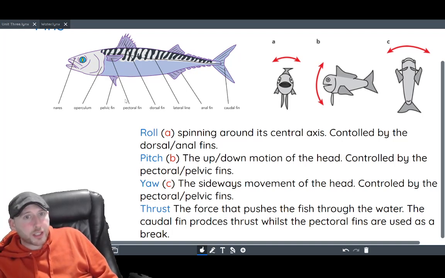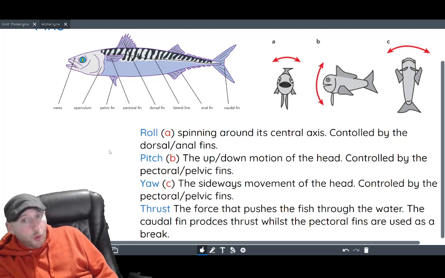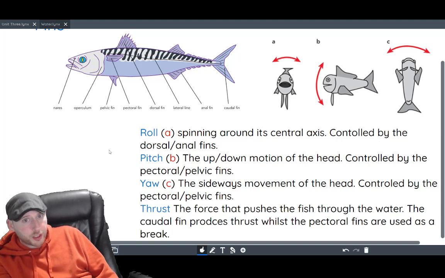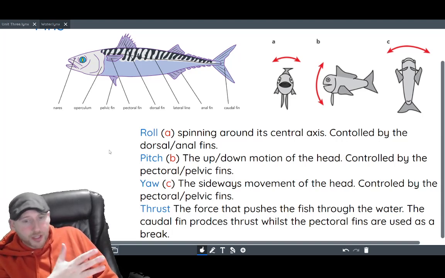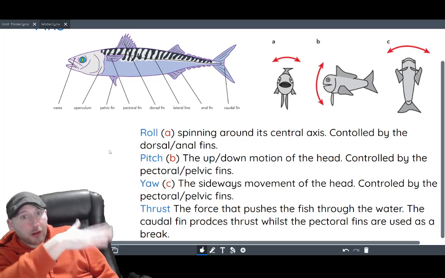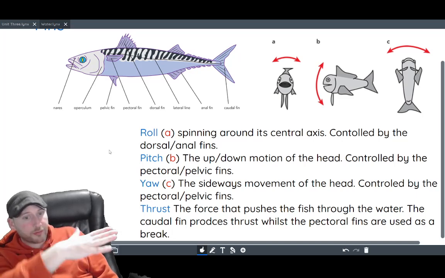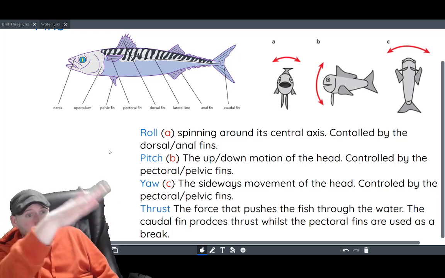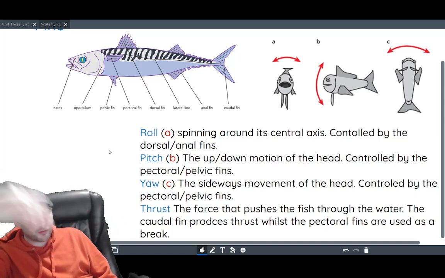The dorsal and anal fins are probably the more commonly noticed fins, perhaps, I don't know. Although some fish have very big pectoral fins, I guess. Now, the yaw is also controlled by the pectoral and pelvic fins, so that's the same. But, of course, they're making it move in a different direction. So the pelvic and the pectoral fins may move in different angles or at different strengths relative to each other in order to create a pitch or a yaw, or a combination of the two, of course. They can pitch and yaw at the same time. You can lift up and move to the left or whatever.